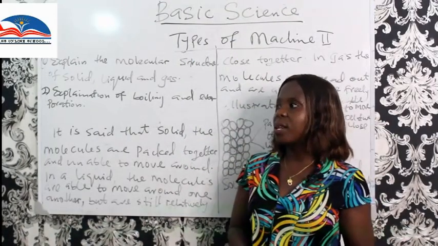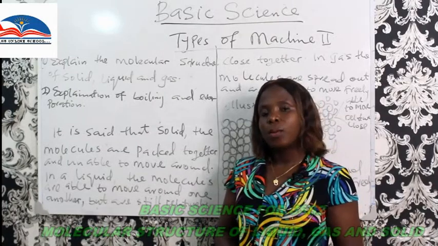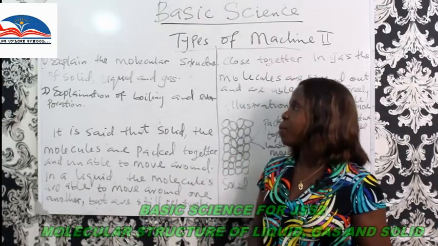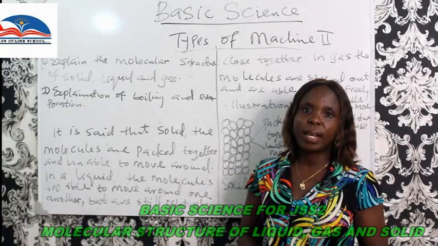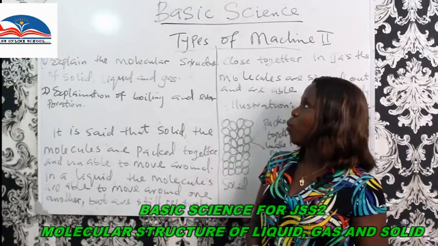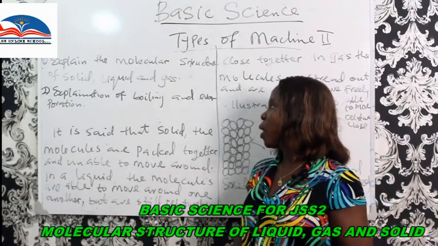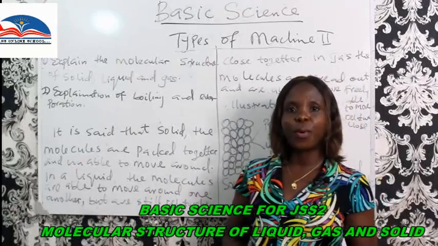Welcome to our basic science class. We are taking part 2 of simple machine, but we are going to look at an aspect of your basic science class that explains the molecular structure of solid, liquid, and gas. And then we are going to look at boiling and evaporation.